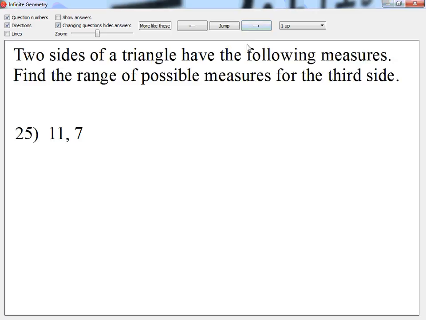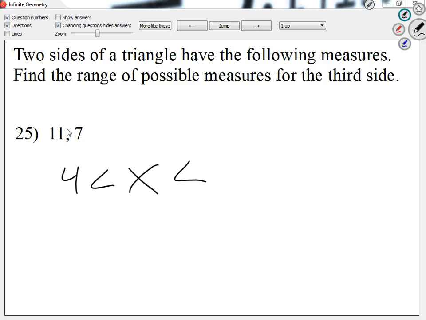Alright, now looking at 25, two sides of a triangle have the following measures. Find the range of possible measures for the third side. So my two numbers are 11 and 7. What's the smallest number that it could be? Not quite 7. Remember, for my range, I'm going to put my x in between two numbers. What's my small value? 4. So we subtracted the two numbers, 11 minus 7 is 4. What's my big value here? 18.